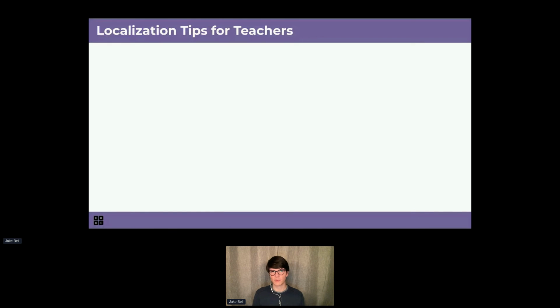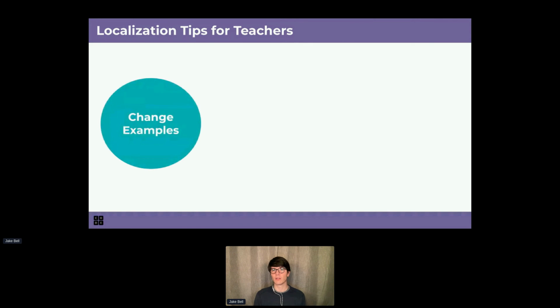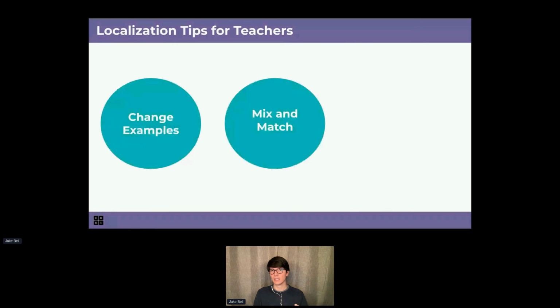And then some quick tips for teachers. You may not be able to translate a full course, but you can change the examples that are being given in the content. So if it seems like a very US-centric example and you're outside of the US, don't hesitate to change that. Mix and match what you're doing by pairing Microbit with code.org, for example. A lot of people do that. So don't feel like you have to just use one full thing. You can take pieces from different parts and mix them together.